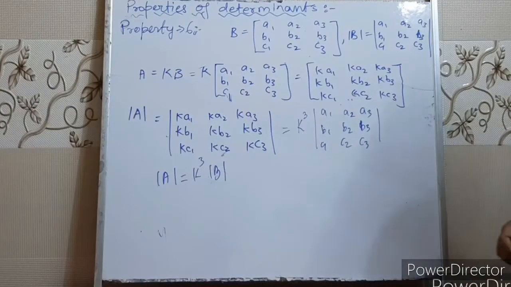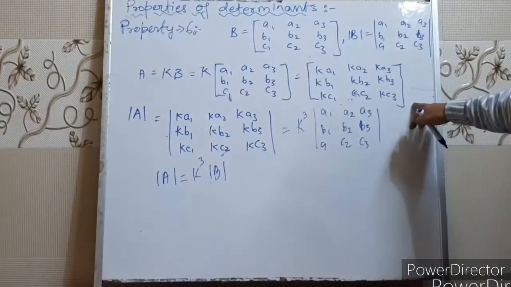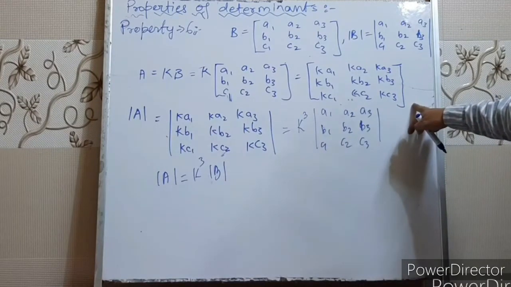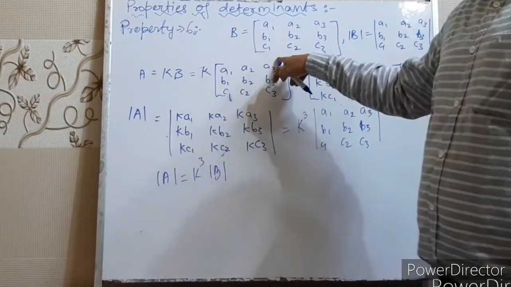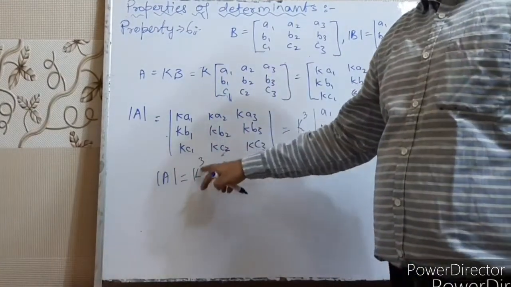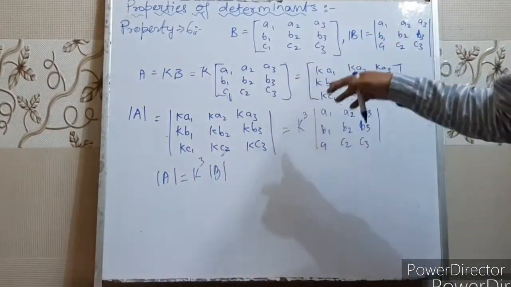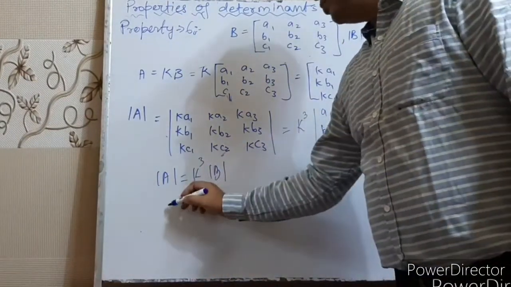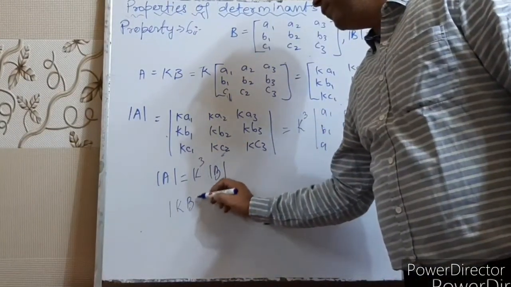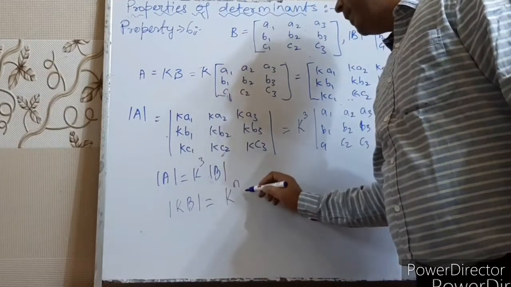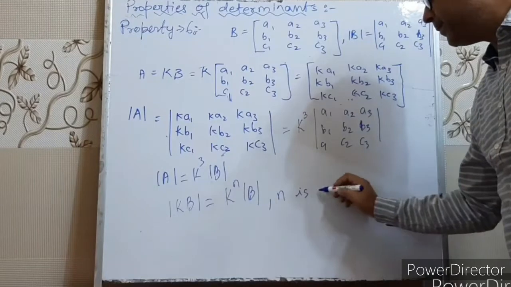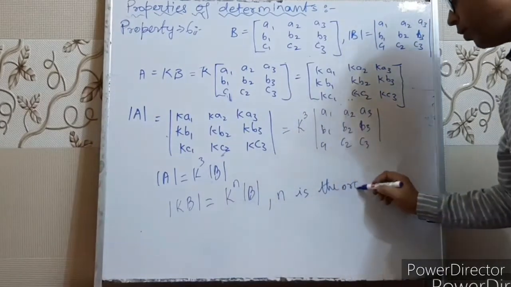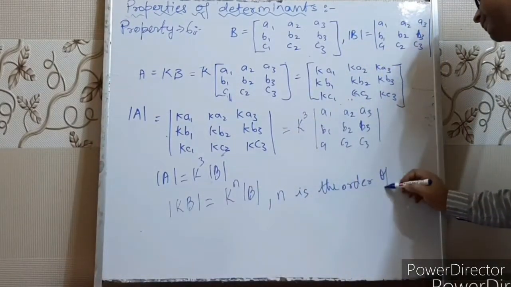Right, children? So we can say that if the order of the determinant is n, here I have taken a 3rd order matrix, so we are getting K cube. If we have taken an n order matrix, it will be K to the power n. So we can say that determinant of KB will be K to the power n into determinant of B, where n is the order of the determinant.